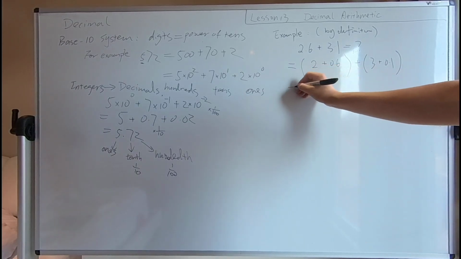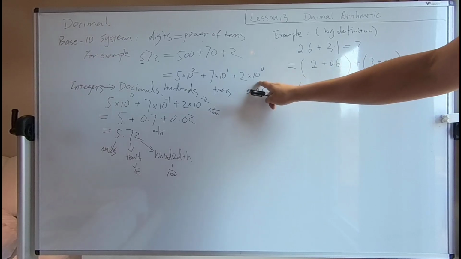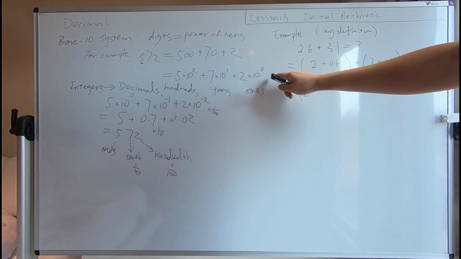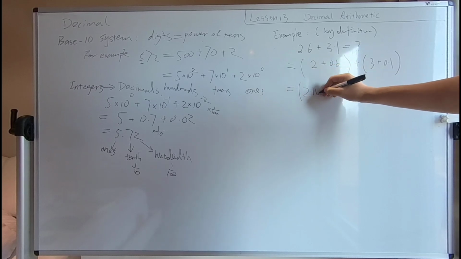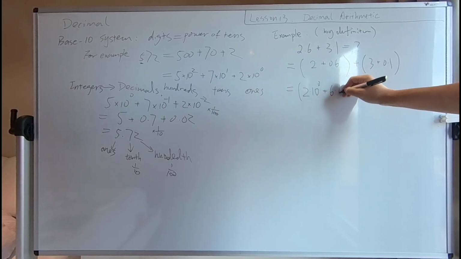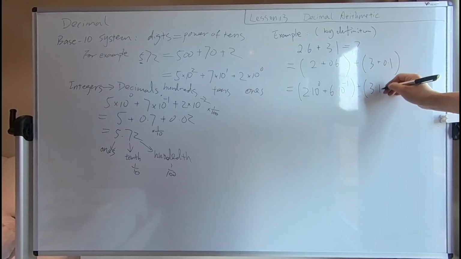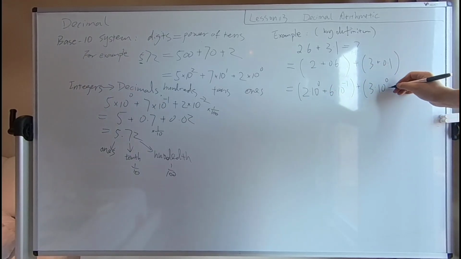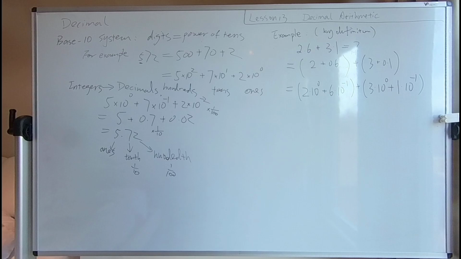So in other words, by writing out the digits clearly in the base 10 system, the number 2 is written as 2 times 10 to the power of 0. Then 6 times 10 to the power of minus 1. Then 3 times 10 to the power of 0, and 1 times 10 to the power of negative 1.